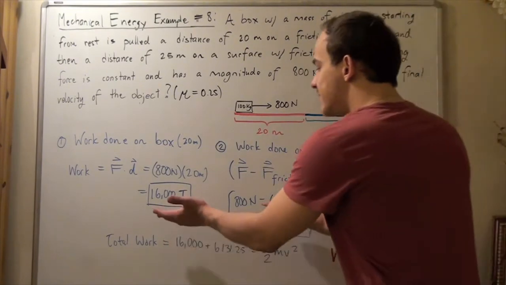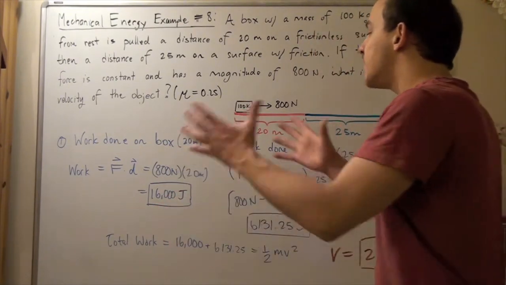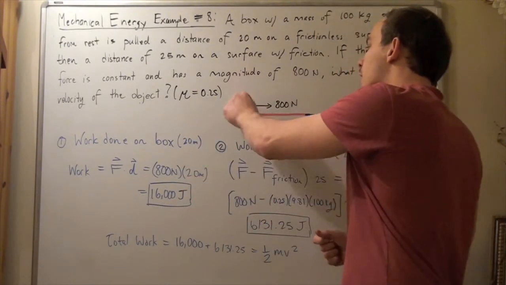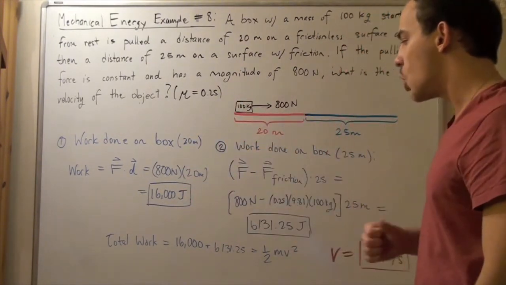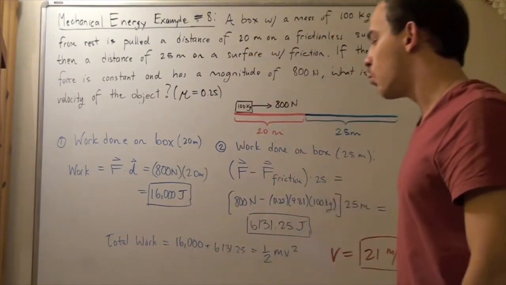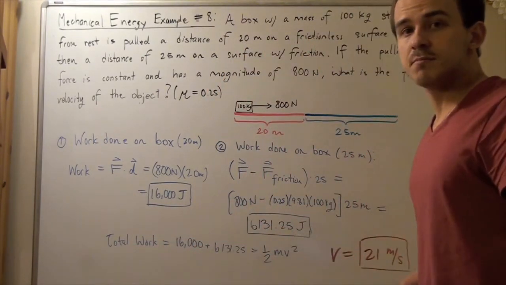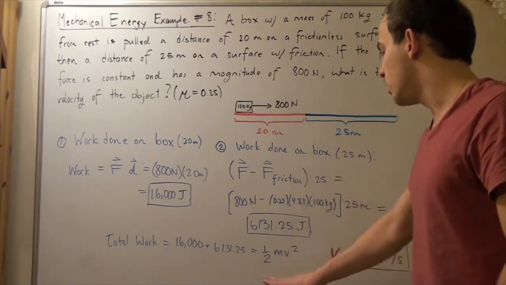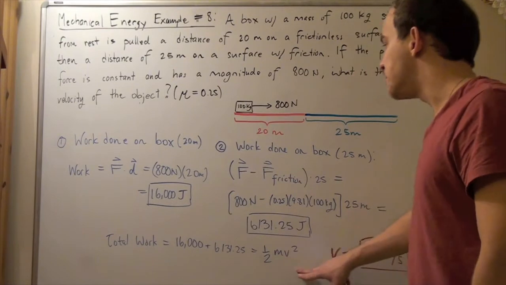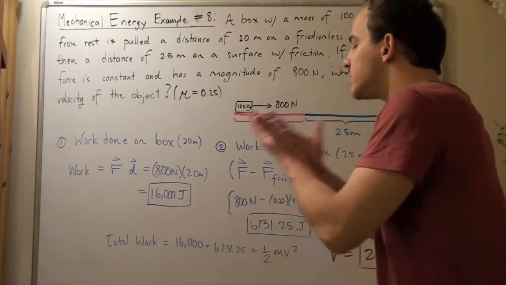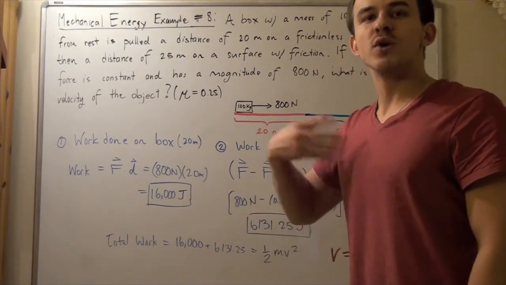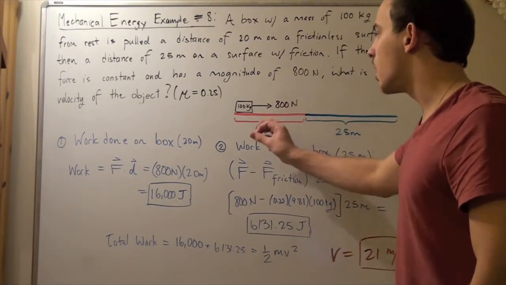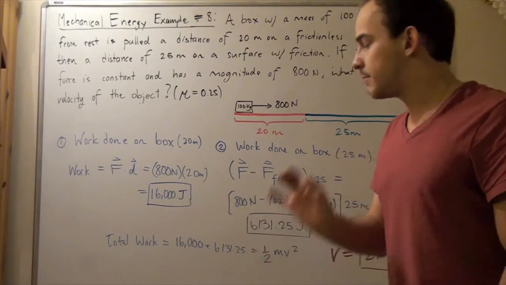So now we take these two energies and add them up, because that's how much energy was transferred into our object by the work done. So the total amount of work is equal to 16,000 plus 6,131.25 joules, which equals the kinetic energy, because all this energy goes into increasing its velocity, because at this point the height is 0, so there is no gravitational potential.